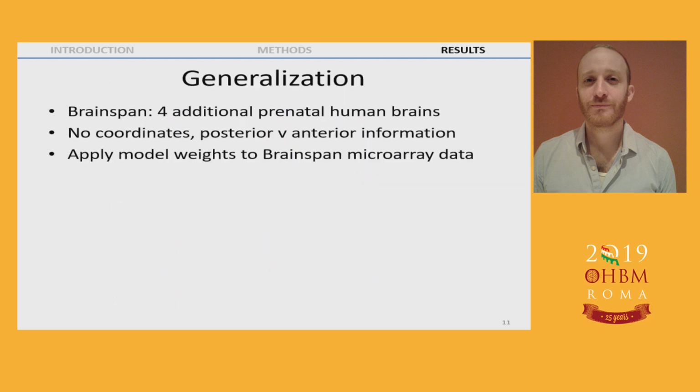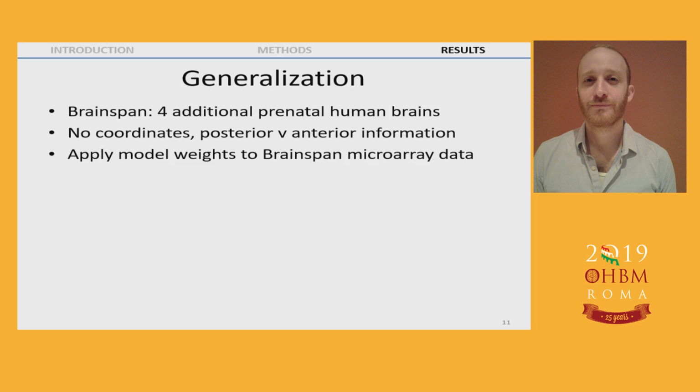We were also, of course, interested whether this would generalize outside of this particular data set. So we looked to the BrainSpan data set, which has an additional 4 prenatal human brains with gene expression information. We don't have exact stereotaxic coordinates, but we do have very precise anatomical labeling in this data set, so we could figure out which samples were taken from the posterior or anterior hippocampus. And the feature sets were exactly the same as the Allen Human Brain Atlas, so we can simply apply the weights from our model trained on these adults to this prenatal set.